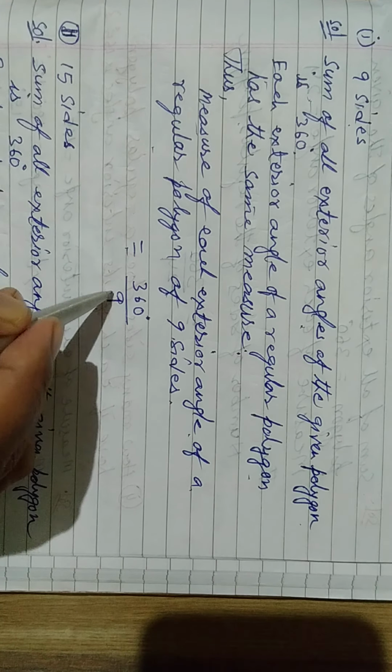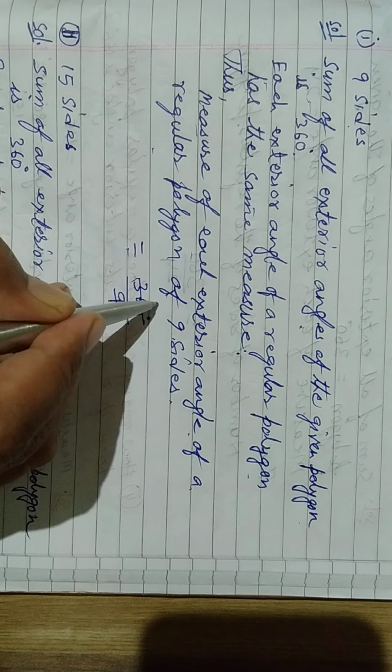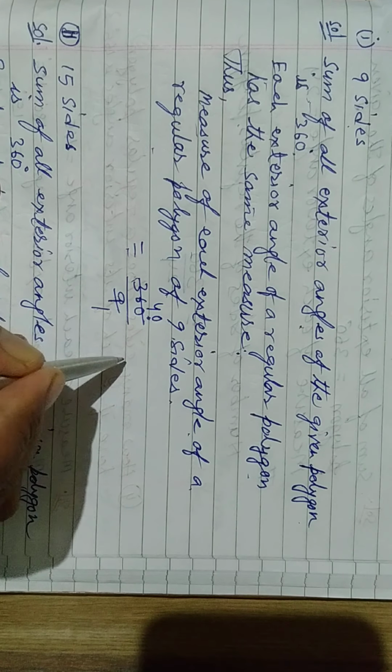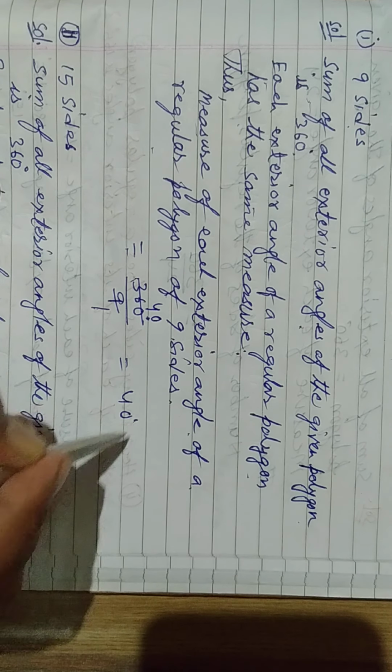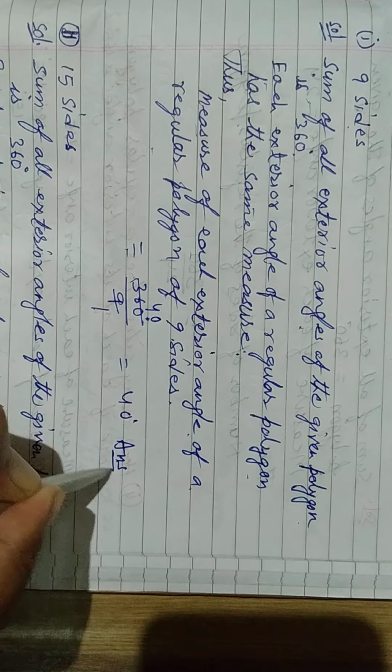So how do you cancel it? 9 1 is 9, 9 4 is 36 and 0. So 40 degree is the answer. This is the 40 degree answer. Okay.